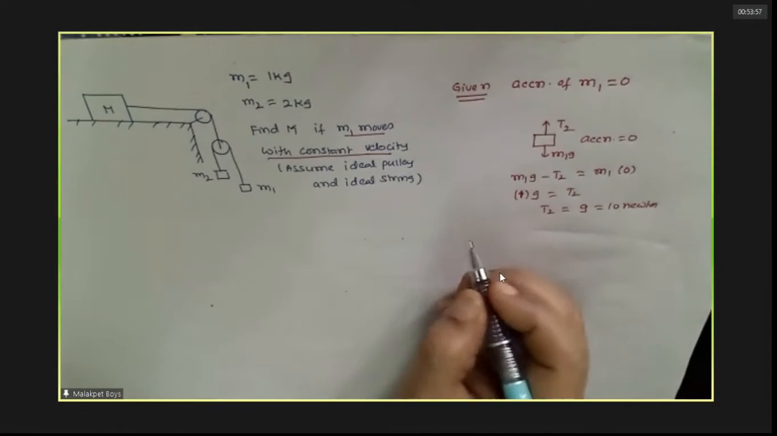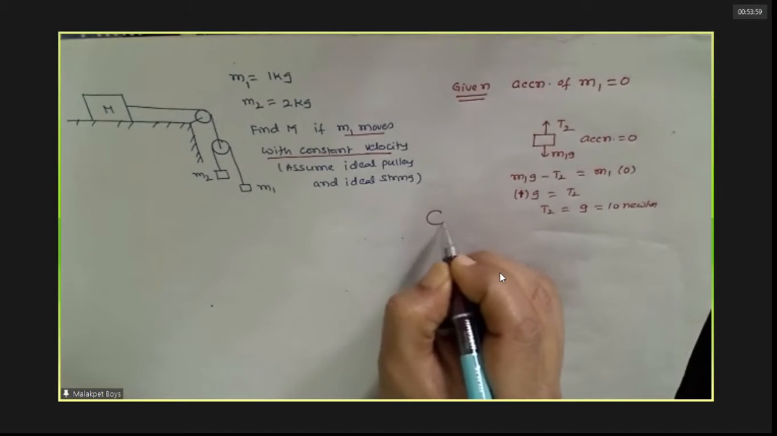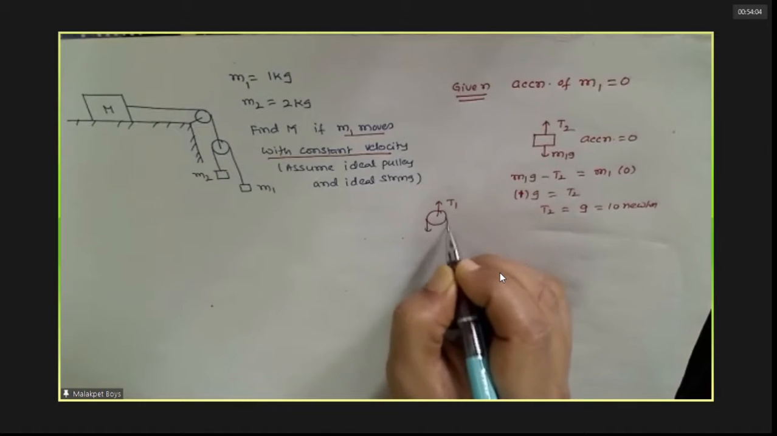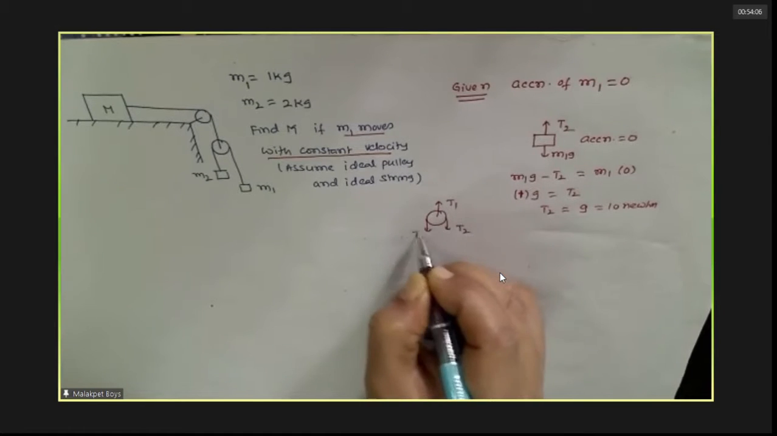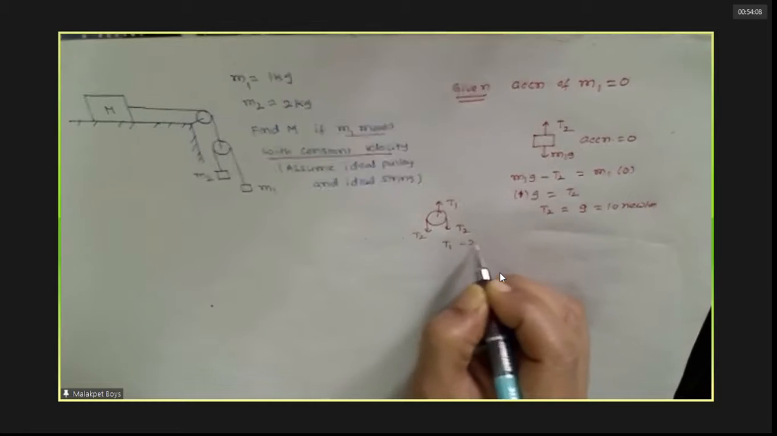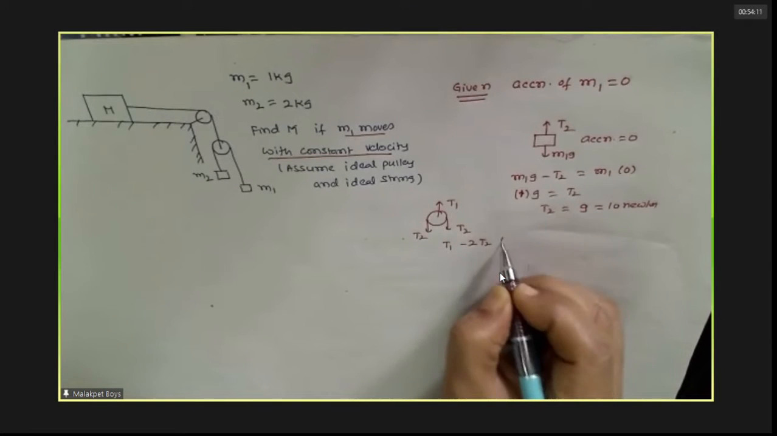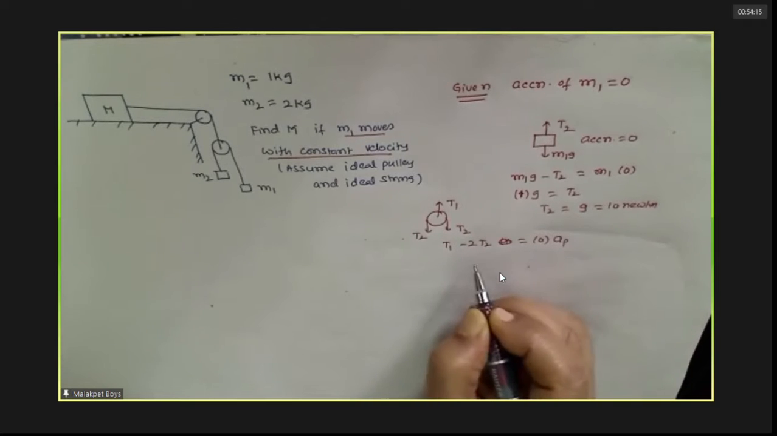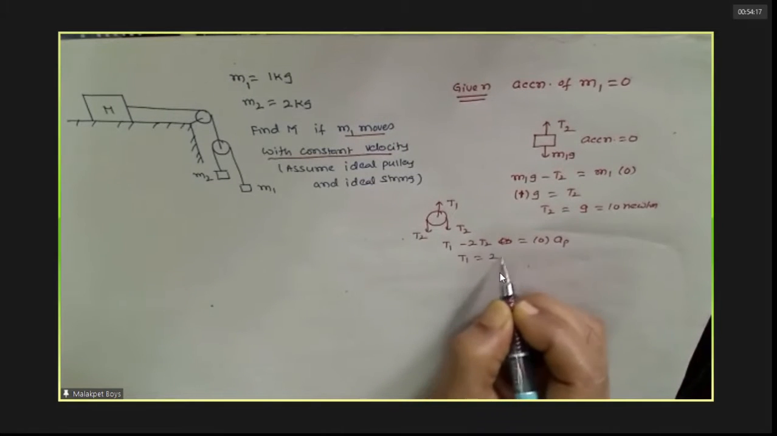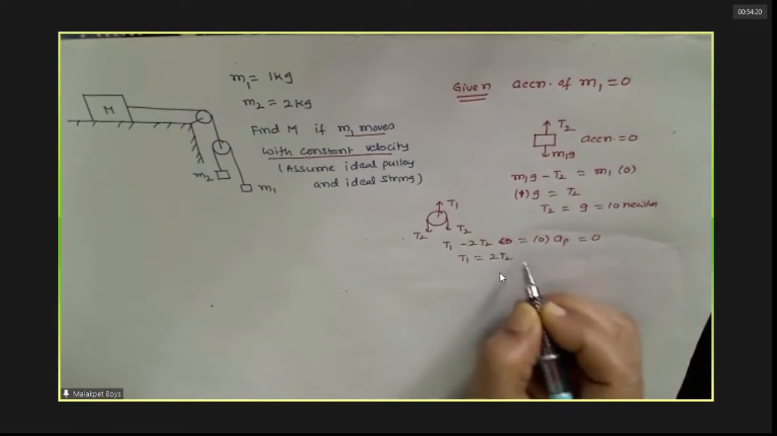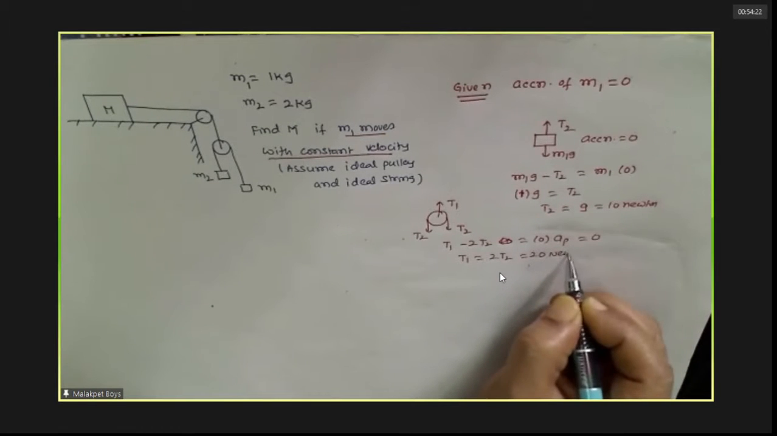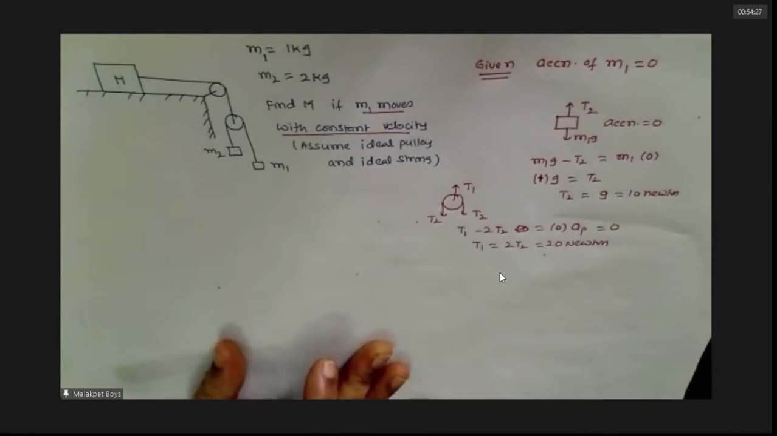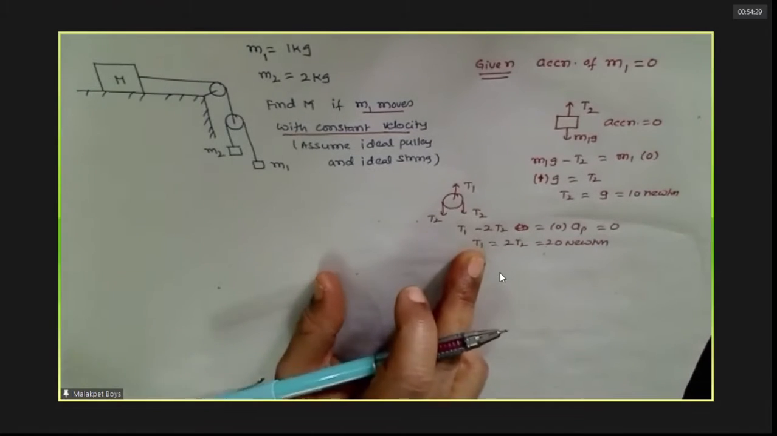Now if you draw the free body diagram of this string, this is T1. So T1 minus 2T2 is equal to mass of the pulley into acceleration of pulley. So T1 equals 2T2. That is nothing but 20 Newton. Till here, any doubt? Is it clear? So this is 20.